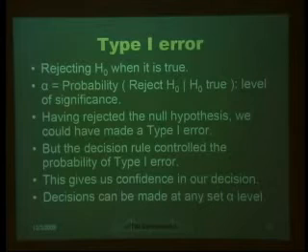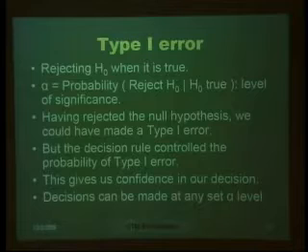This gives us confidence in our decision. I know that I can make an error, but I know that the probability of making this error is small. And I can choose any alpha level. So alpha is the probability of making a type 1 error, and I can choose any level; we call it the level of significance.